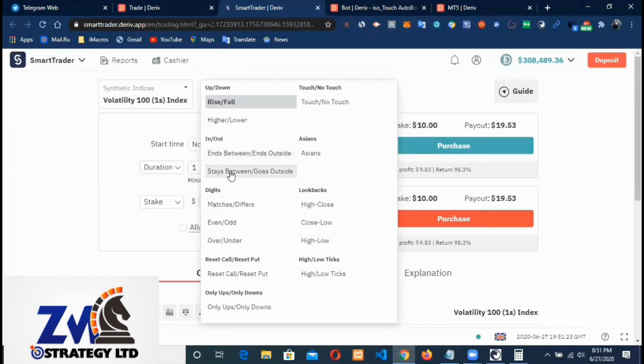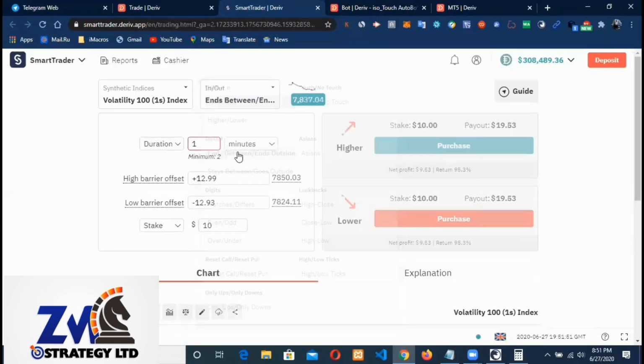And end outside, and also the stay between and goes outside. Now this in and out is also the same thing as your up and down and touch and untouch. Now this end between and end outside is the same thing as your high and lower. The stay between and goes outside is the same thing as your touch and not touch. Let me click on the in and out, which is the end between and end outside.